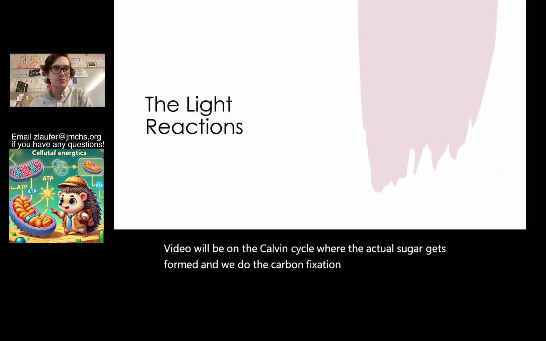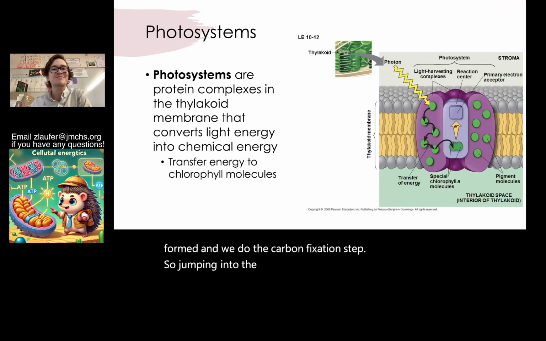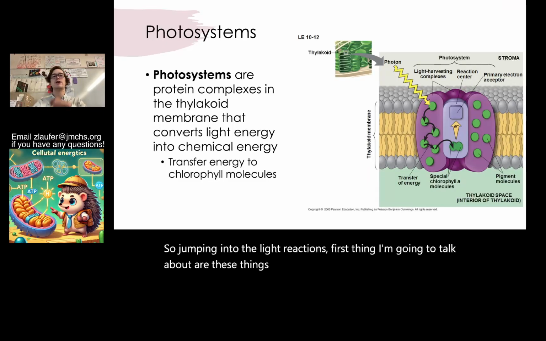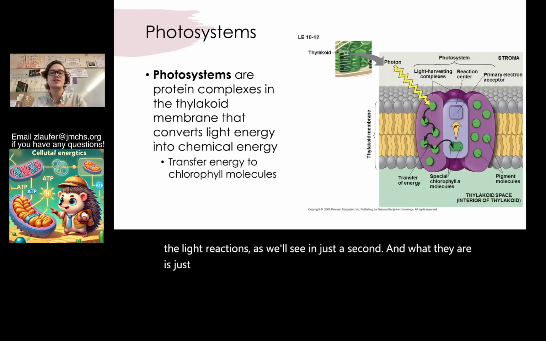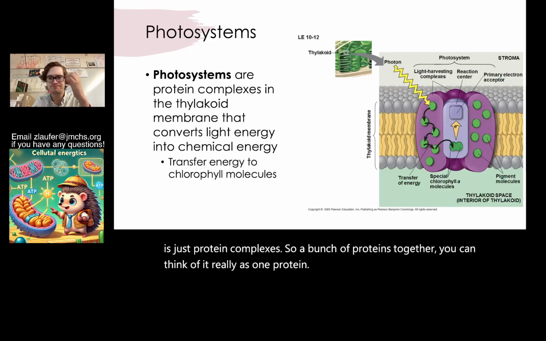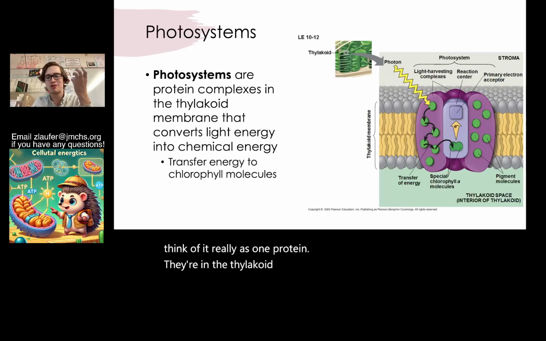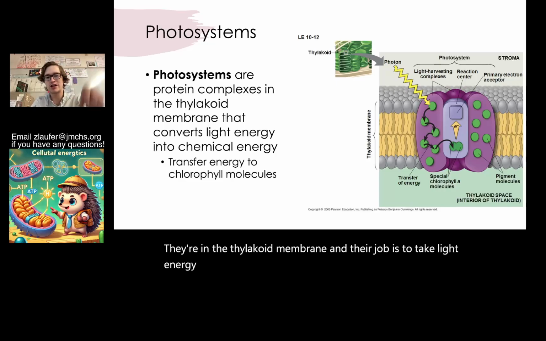So, jumping into the light reactions. First thing I'm going to talk about are these things called photosystems. They'll play a role in the light reactions, as we'll see in just a second. And what they are is just protein complexes, so a bunch of proteins together. You can think of it really as one protein. They're in the thylakoid membrane, and their job is to take light energy from a photon and convert it into chemical energy that we can use in chemical reactions later.